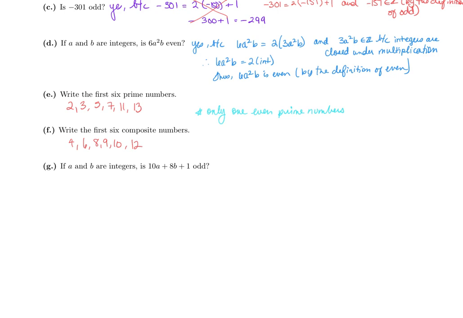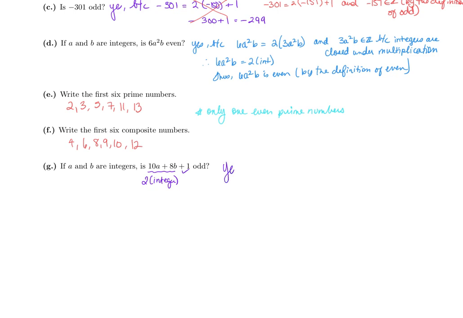So how about this last one on this page? If a and b are integers, is 10a plus 8b plus 1 odd? Well, the question is, can I rewrite this as 2 times an integer plus 1? Well, the plus 1 is already here, so we need to get this to be 2 times an integer. I think we can do that. Just factor out a 2.